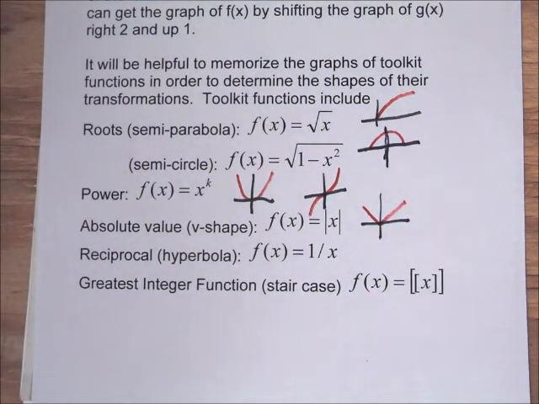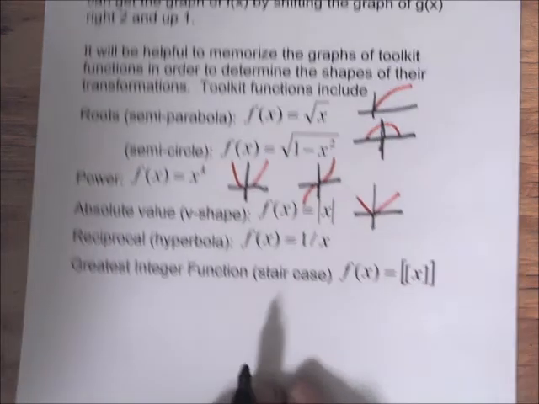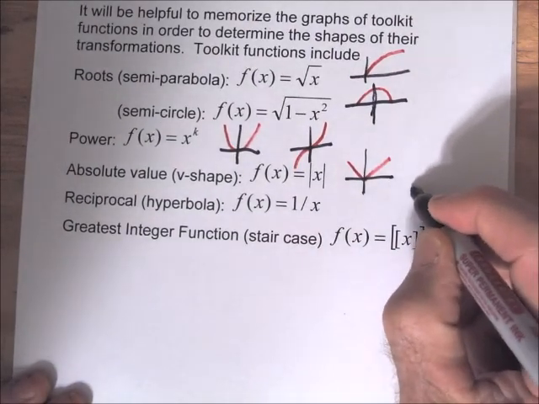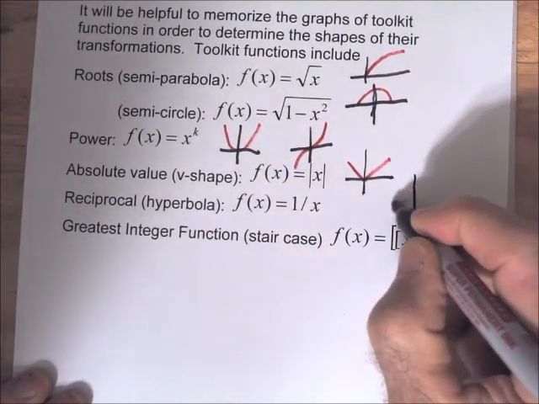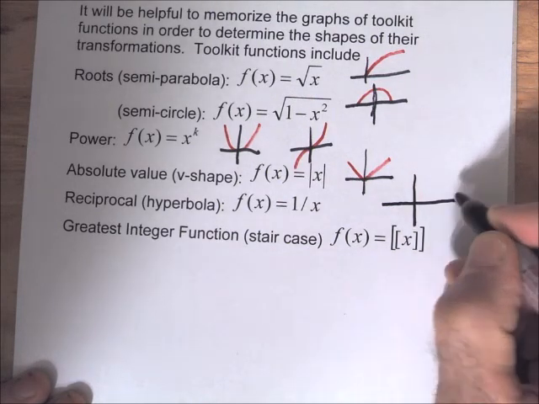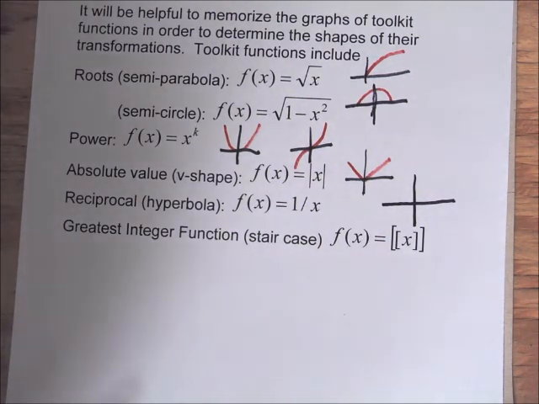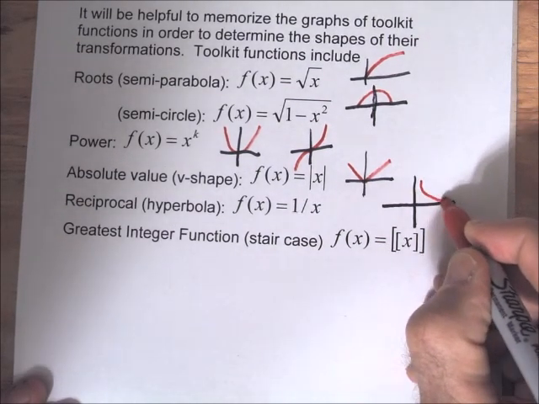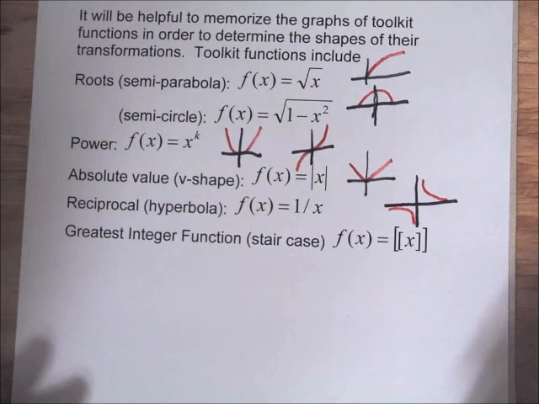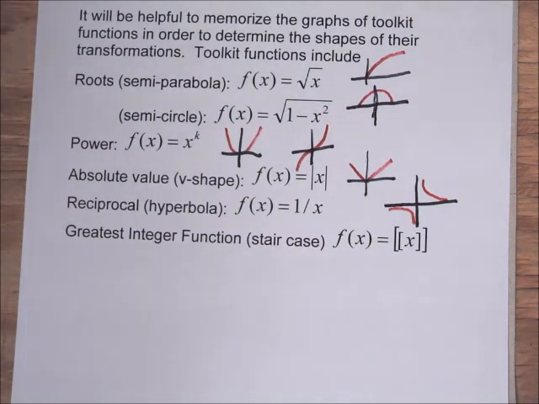And 1 over x, the reciprocal function, is a hyperbola with the x and y axes as the asymptotes of the hyperbola. That's like the hyperbolas we were working with earlier in the course, which mostly were not functions, but this one is a function. And the domain would be all real numbers except for 0.